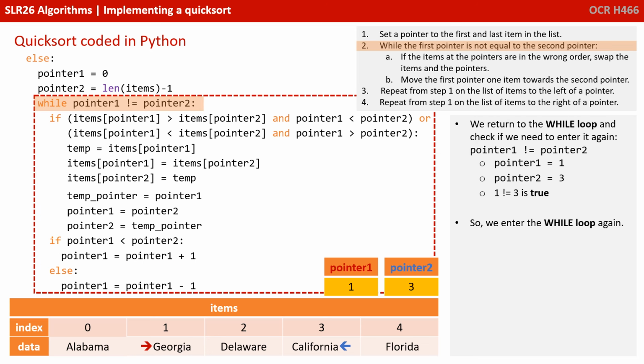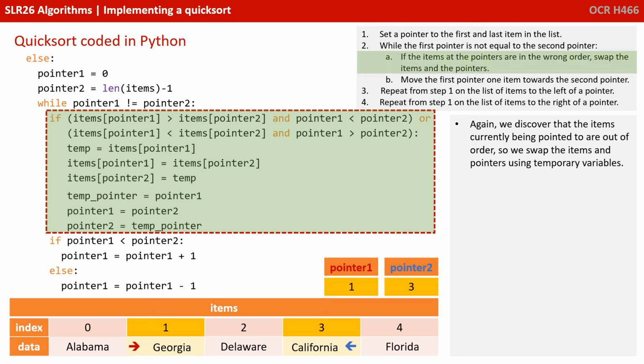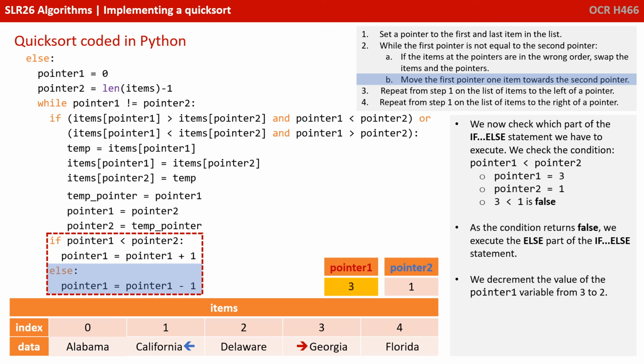We return to the while loop, and we discover we need to enter it again. 1 not equal to 3 equals true. Again, we discover the items currently being pointed to are out of order, so we swap the items and the pointers using our temporary variables. We now check which part of the if-else statement we need to execute. We've got 3 is less than 1 is false. So as it's false, we execute the else part and we decrement the value of the pointer 1 variable from 3 to 2.